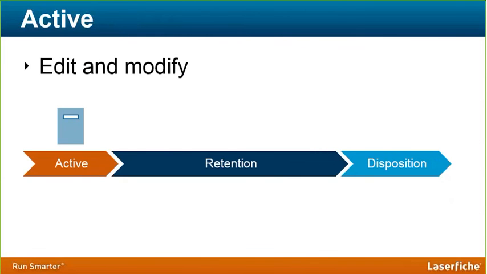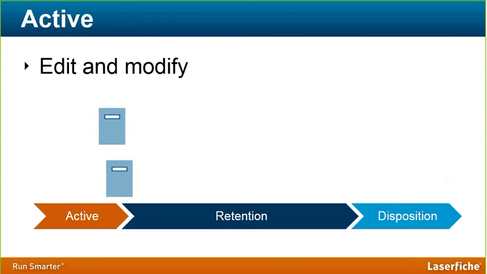So here at the active phase, this is when the record is going to be used, when it's going to be edited and modified throughout the organization. So people might be working on it, people might be making edits to it, changes to it.